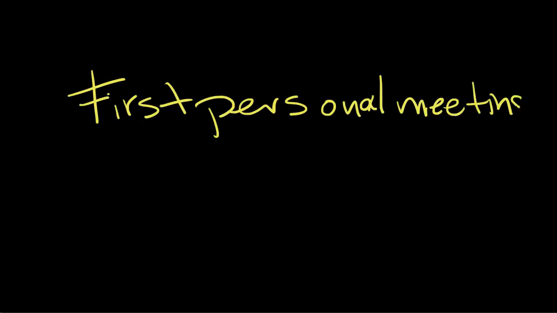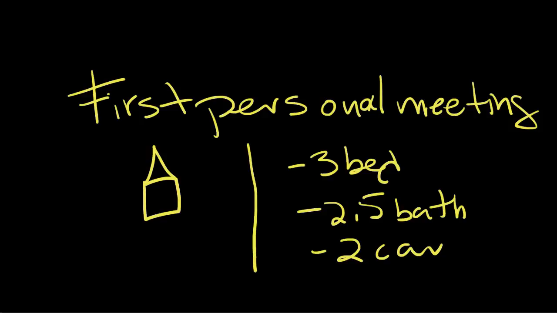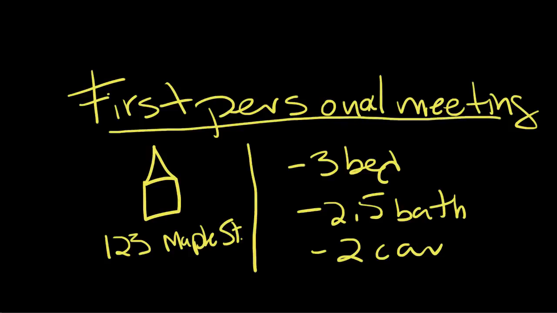First personal meeting to discuss a particular property. So it has to be a particular property. If they're just talking to you at the bus stop or the coffee shop that they're looking for a 3-bed, 2.5 bath, 2-car garage, then that's not a particular property. But if they say 123 Maple Street, now that's a particular property, and you have to discuss and disclose the type of agency relationship that you're offering them.